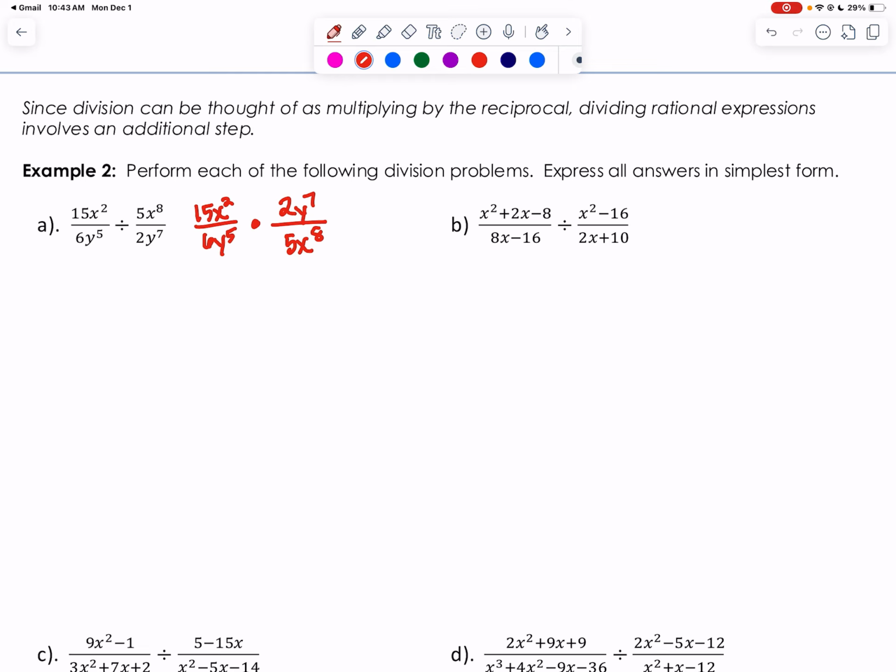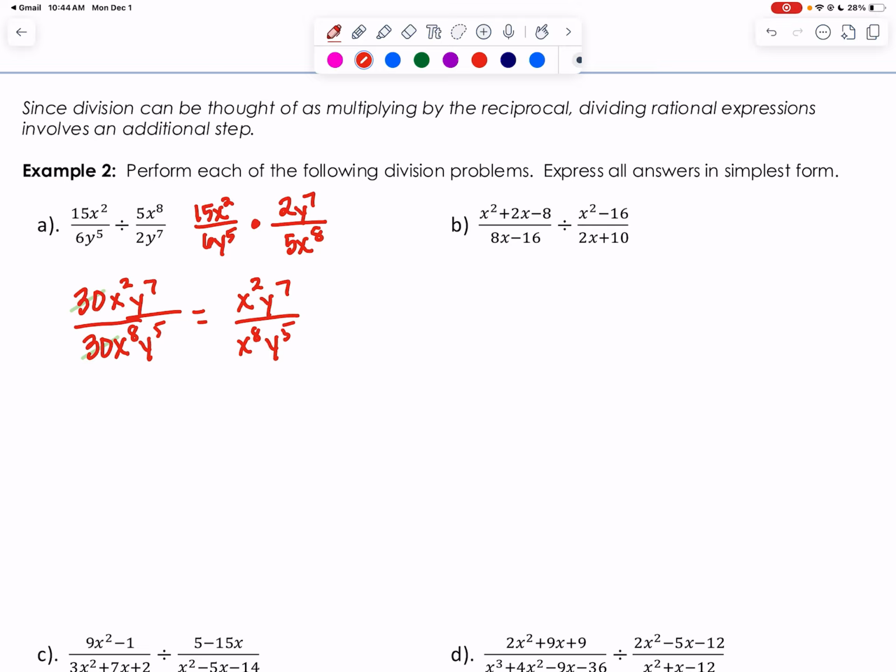All right, so now I'm going to multiply the top. So 15 times 2 would be 30x squared y to the 7. And on the bottom, 6 times 5 would be 30x to the 8 y to the 5. So here I see something that would divide to equal 1. 30 divided by 30 is 1. And then we're left with x squared y to the 7 divided by x to the 8 y to the 5. And we can use our property of exponents to simplify that.